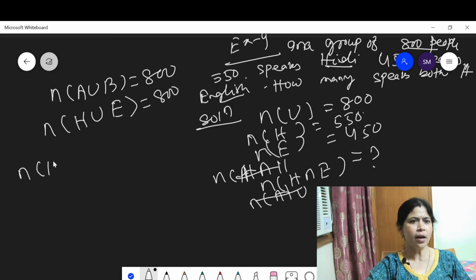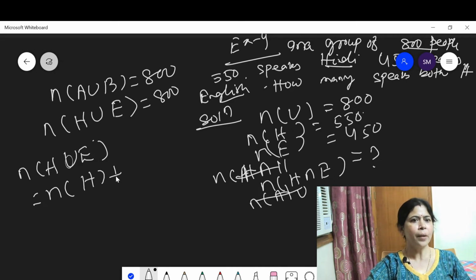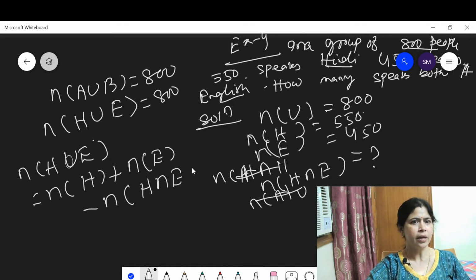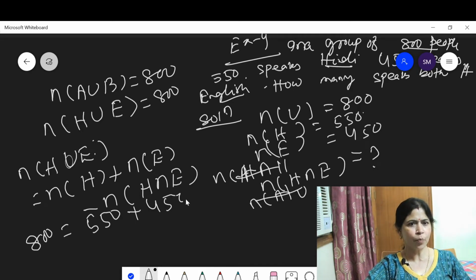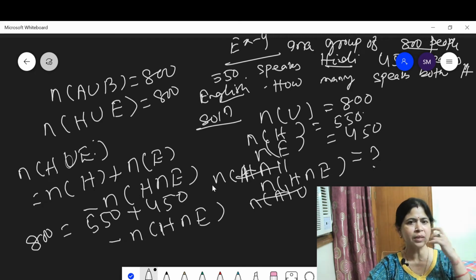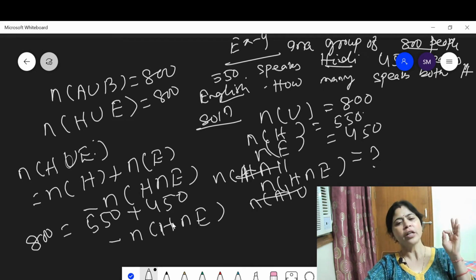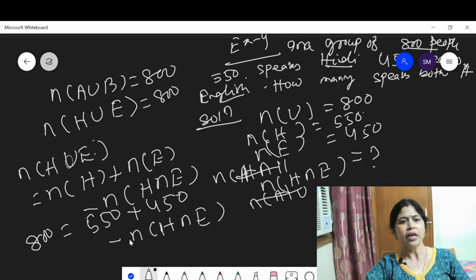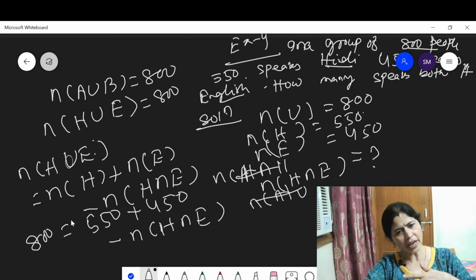Then we know that n of H union E is equal to n of H plus n of E minus n of H intersection E. Here n of H union E is given as 800, n of H is given as 550, n of E is given as 450, minus n of H intersection E. The question says we have to find the number of people who speak both Hindi and English, that is n of H intersection E. Here we know the group of people who speak either Hindi or English, n of H union E, is 800.